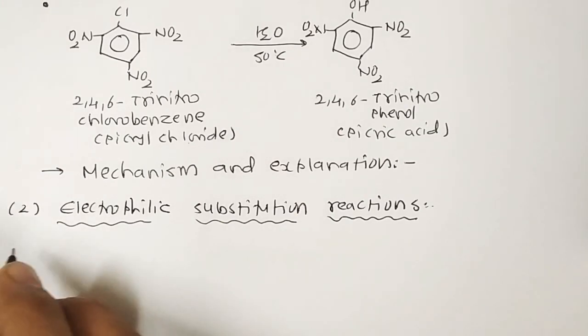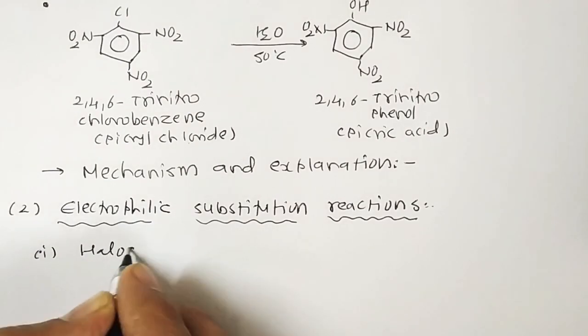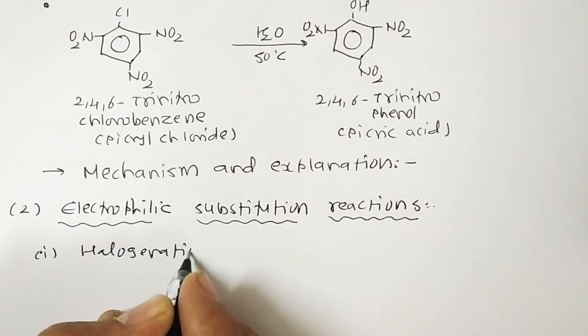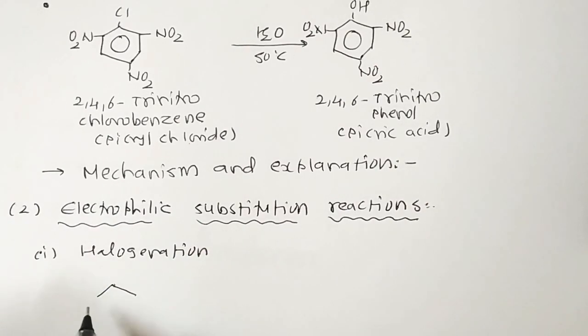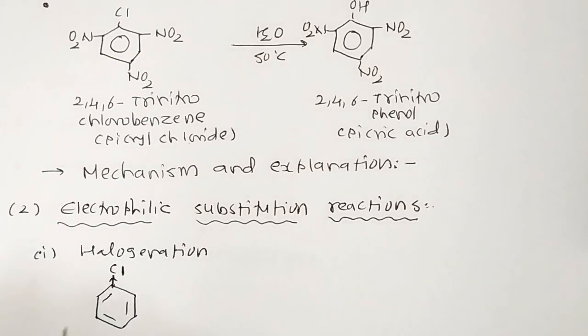For example, first I start with halogenation. In the case of chlorobenzene, chlorine is highly electronegative than carbon, so the electrons are partially directed towards the chlorine. So chlorine has a delta minus and carbon has a delta plus. This is the reason that chlorine, due to the inductive effect, is a slightly deactivating group.